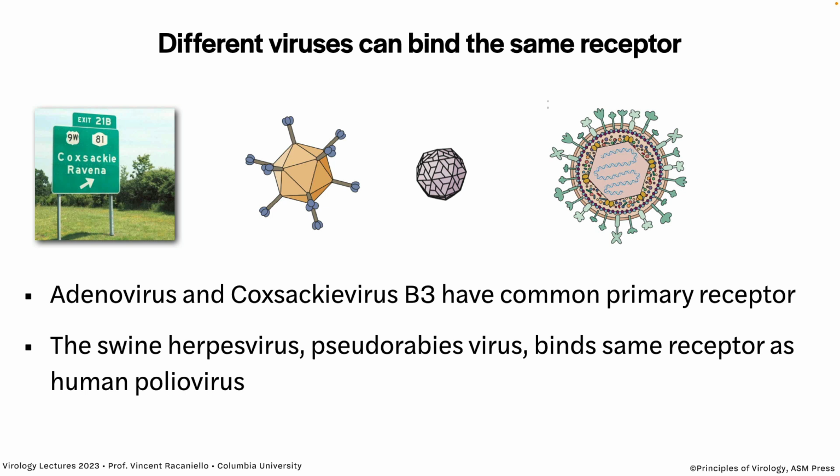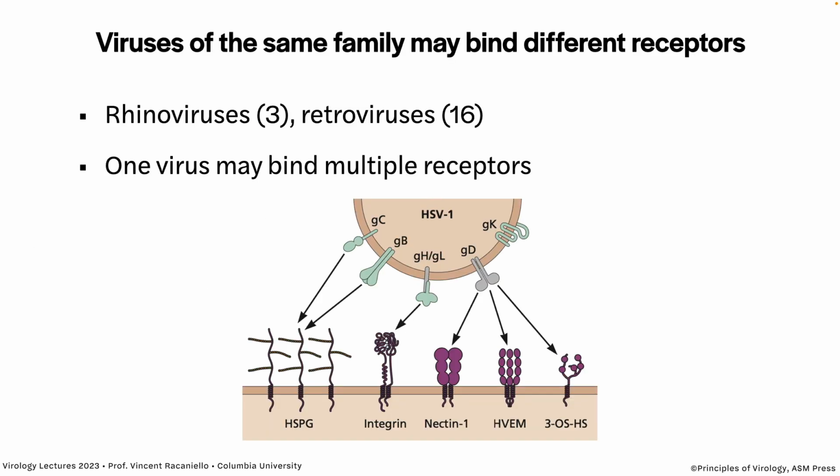And swine herpes virus, called pseudorabies virus, also binds the same receptor as poliovirus. So sometimes different viruses can bind the same receptor, or viruses of the same family can bind different receptors. So here, rhinoviruses bind 3 receptors. We'll talk a little bit about that today. Retroviruses bind 16, and sometimes one virus can bind multiple receptors.